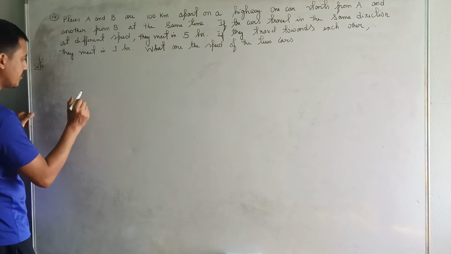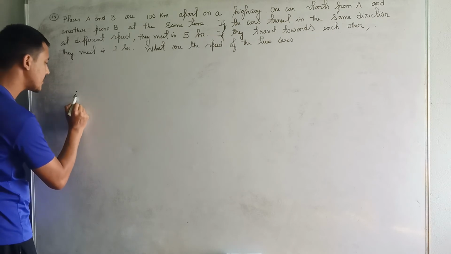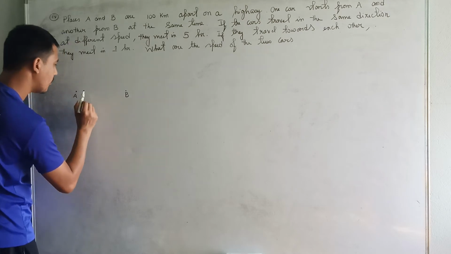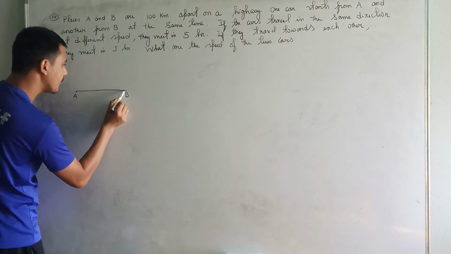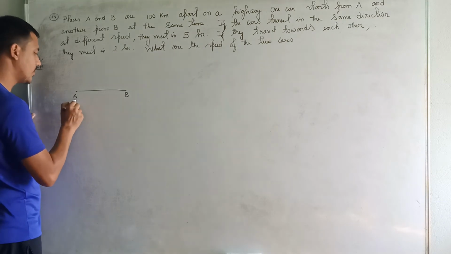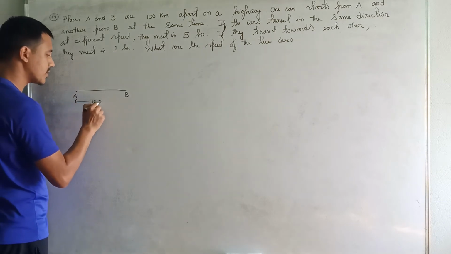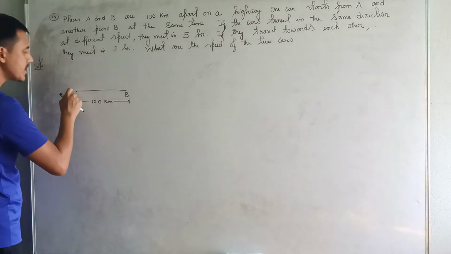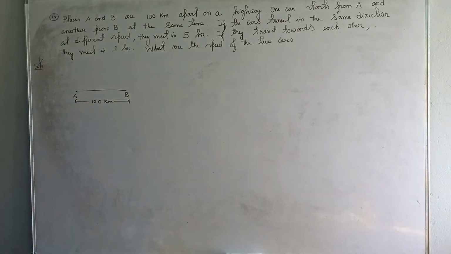Here it's better to draw. This is your place A. This is your place B, right? What is the distance between them? 100 kilometers. So this is 100 kilometers. So places A and B are 100 kilometers apart on the highway.